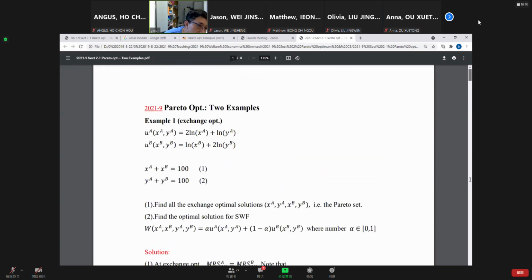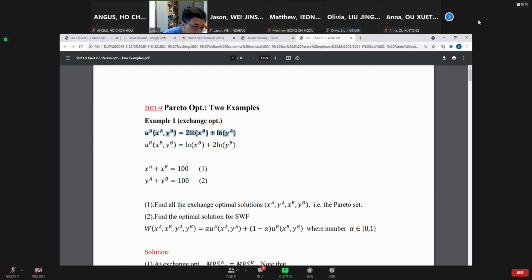This is an exchange economy. We have some X goods and some Y goods. The problem is, what's the optimal way of allocating X and Y between Alice and Bob? This is how much of good X we give to Alice, this is how much of good X to Bob, and this is the preference or the utility function of each of them.